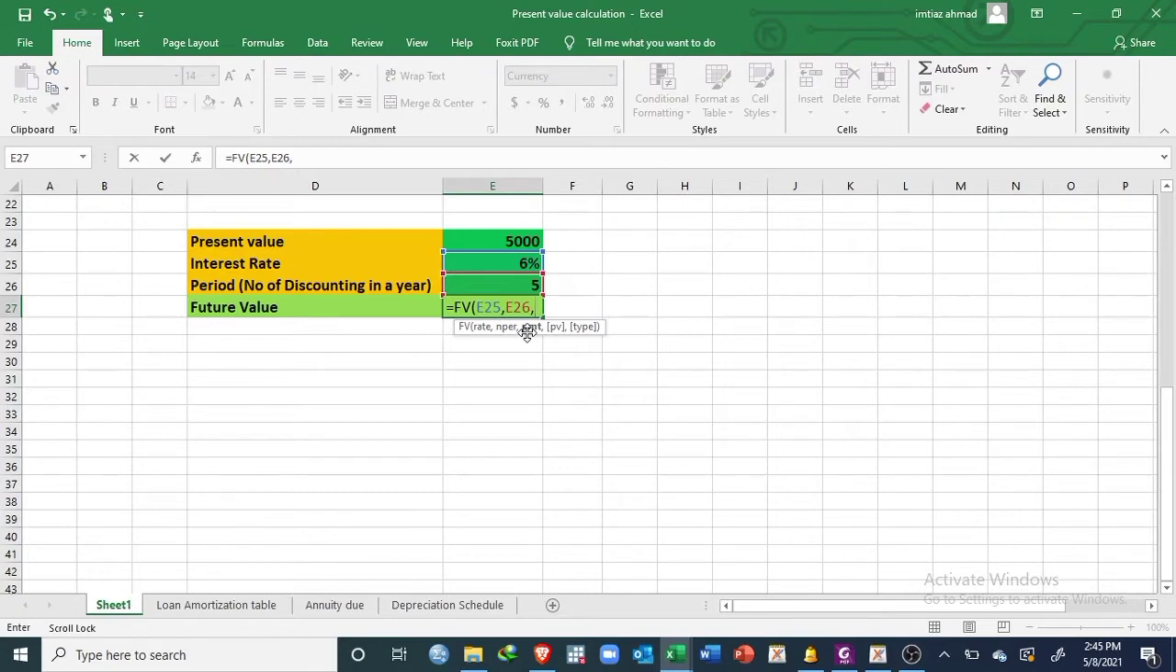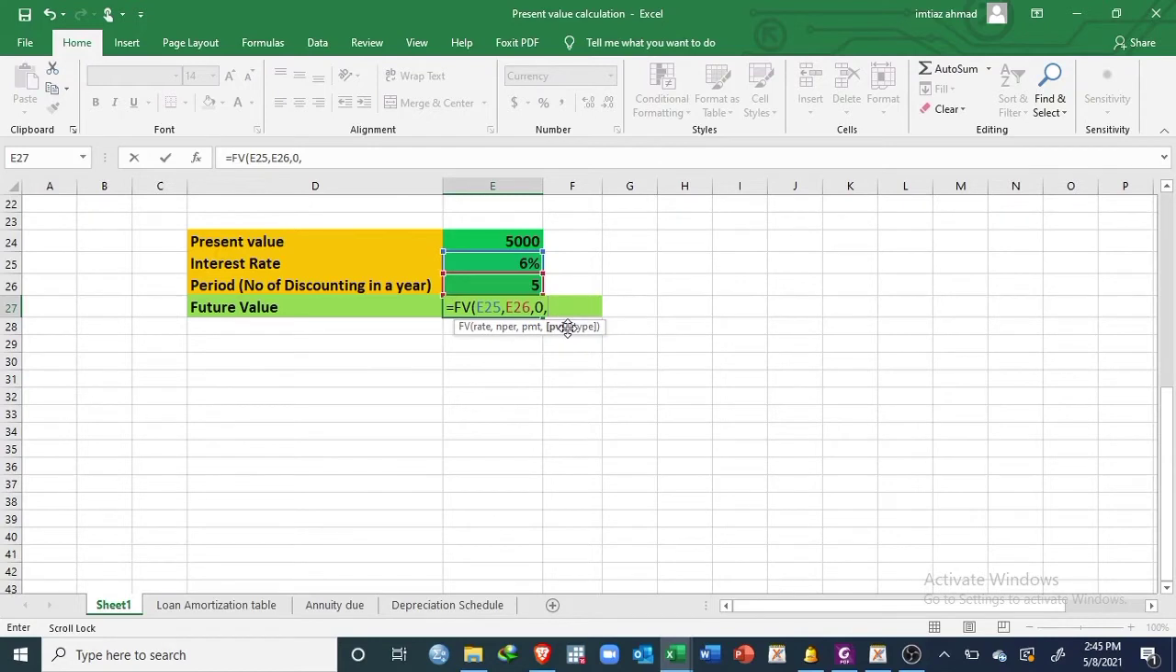Then PMT means payment. This option is used when there is periodically payment involved. Since we are going to calculate the future value of a single amount, there is no periodically payment involved. Hence, I am writing 0 here.